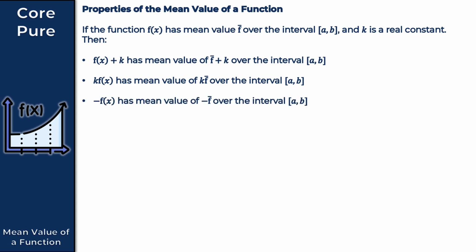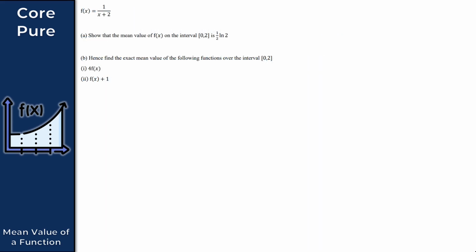And then finally, the very last property: minus f of x has mean value of minus f bar, again over the same interval from a to b. So that gives us the three properties for the mean value of a function, and that concludes this introduction to the mean value of a function. To finish with then, let's work through a couple of practice questions together. Let's get started with question 1.